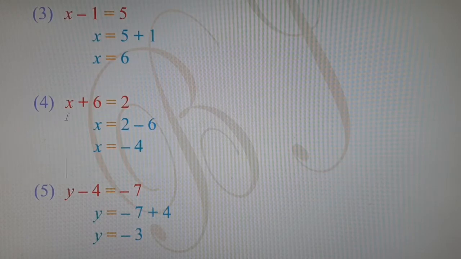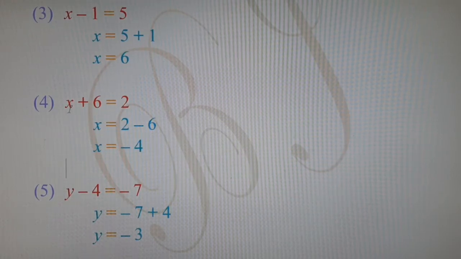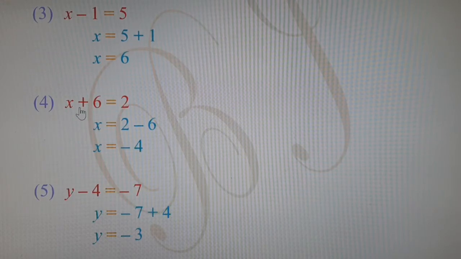In the fourth sum, x plus 6 equal to 2 and we have to find the value of x. Hence the variable x has to be kept alone and all the neighboring alphabets or integers have to be moved to the other side. So plus 6 will be transferred from the left hand side to the right hand side. Plus 6 will become minus 6 when we use the transpose rule.